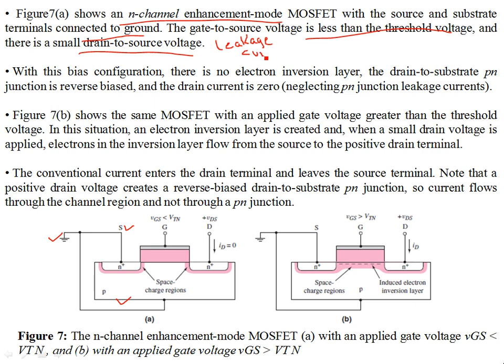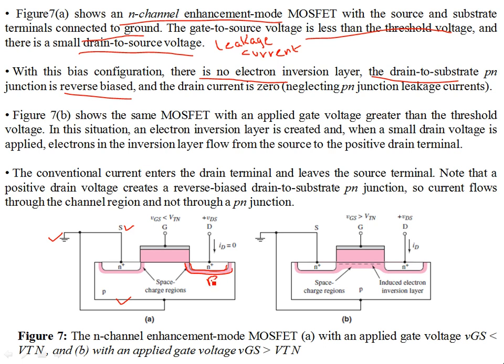But if you need to turn on the MOSFET, you need the gate voltage greater than the threshold voltage. So with this bias configuration, there is no electron inversion layer. The drain to substrate PN junction is reverse biased. You can see that this is N doped, and this is P doped. So this is your reverse biased PN junction over here.